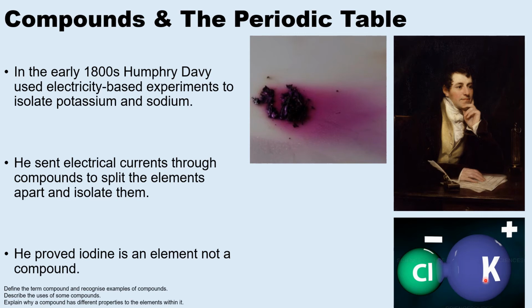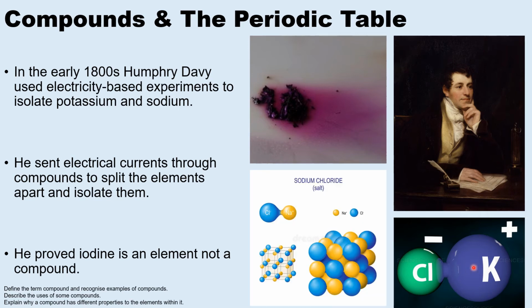And there we have potassium chloride. So this is one of the compounds that he would have split up to isolate potassium. You've also got sodium chloride, and of course that is your salt. So that is what is found in table salt.